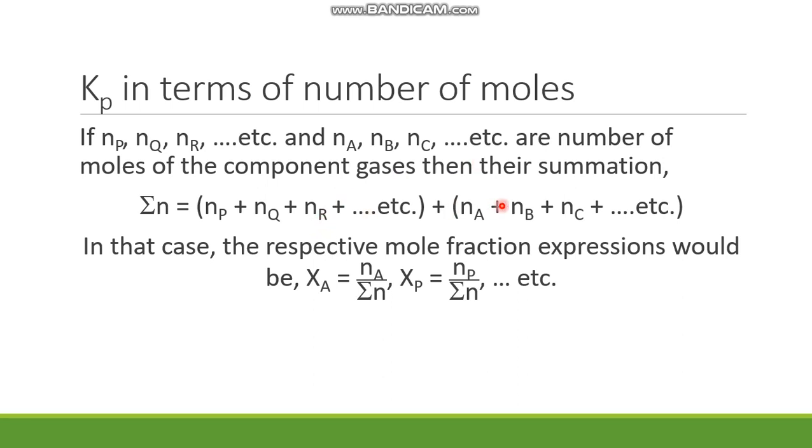It is nothing but their summation, so it is sum over N. That is the summation of the number of moles of the products as well as the summation of the number of moles of the reactants. So this is the expression of sum over N. Now with respect to this term you can express the mole fraction, such as for the reactant A, XA must be Na by total number of moles, and for the product P, XP has the expression Np over summation N, and so on.